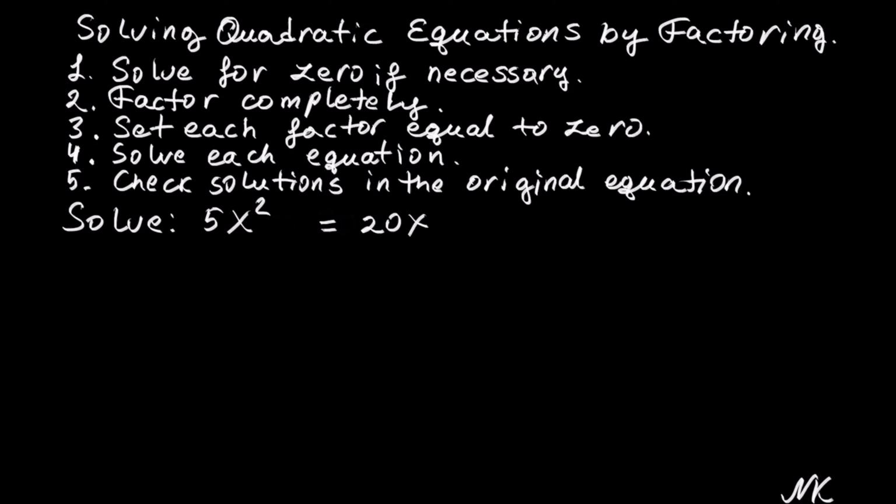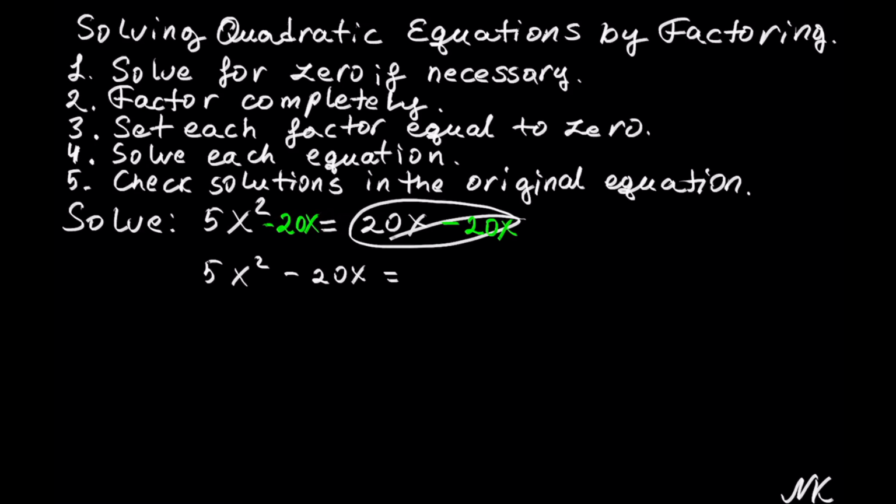And let's move everything from the right by using additive inverses. We have positive 20x on the right. The additive inverse is negative 20x. And whatever we do to one side, we do the same thing to the other side. So we get 5x squared minus 20x on the left equals 20x minus 20x on the right. This adds up to 0. So 5x squared minus 20x is equal to 0.